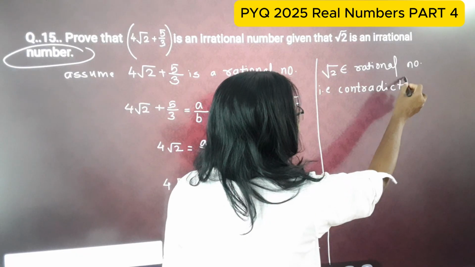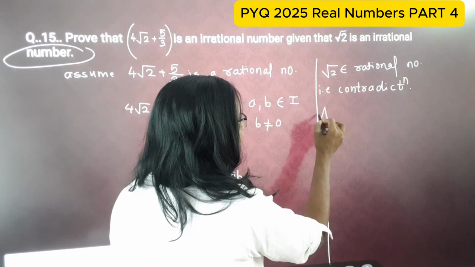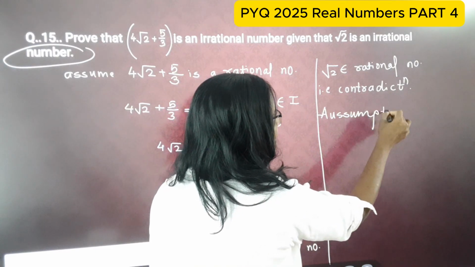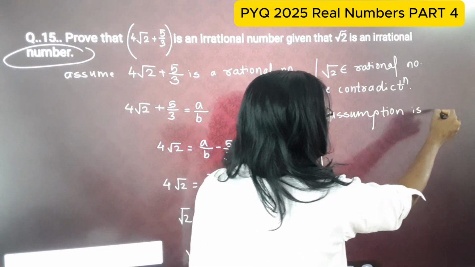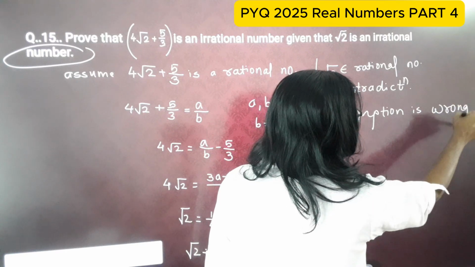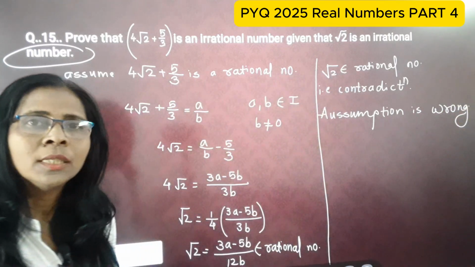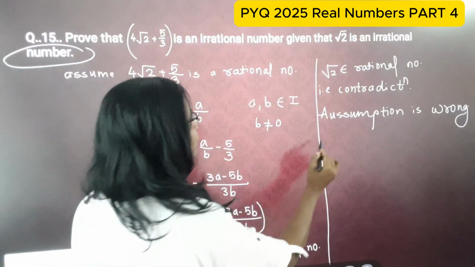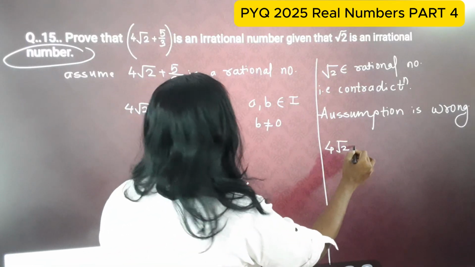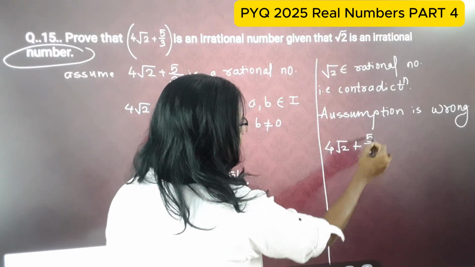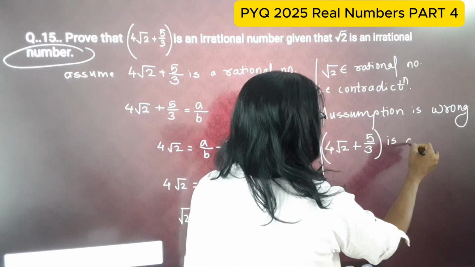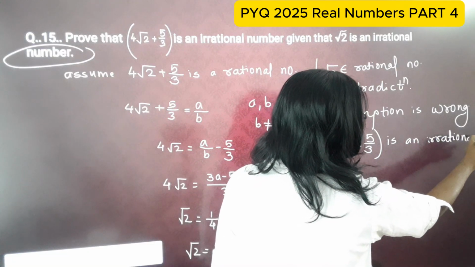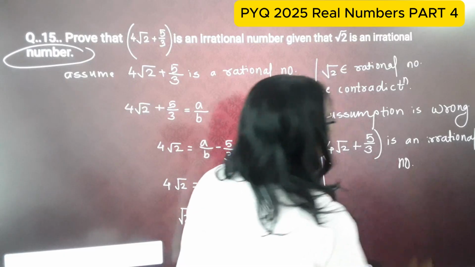Now, as we get the contradiction, that means our assumption is wrong. That means we can say 4 root 2 plus 5 upon 3 is an irrational number.